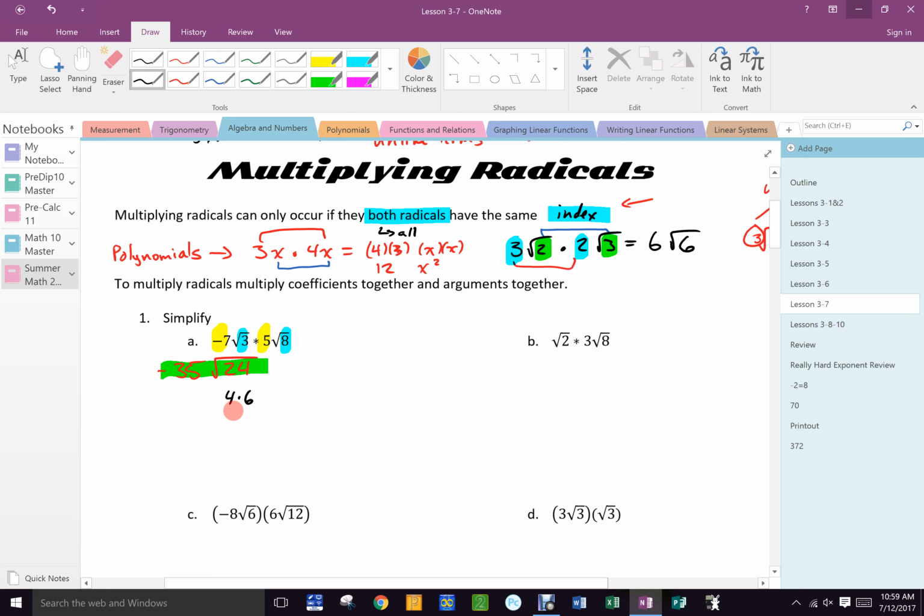What's the square root of 4? 2. So what comes out here? 2. What's already out there? So this becomes negative 70 root. What do we leave under there? 6. Is everybody good?